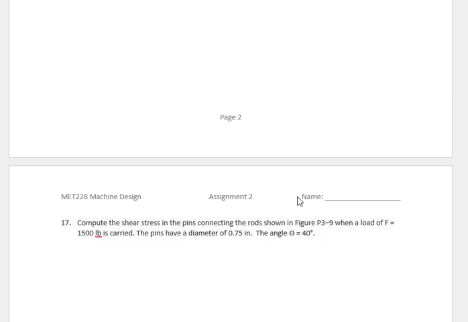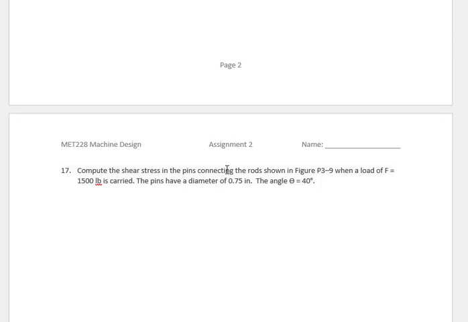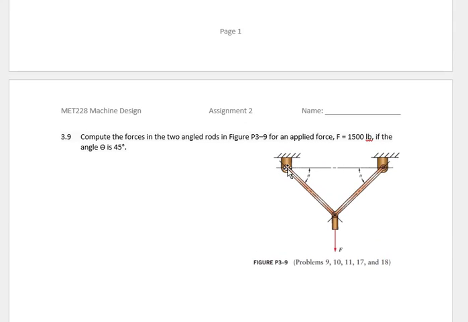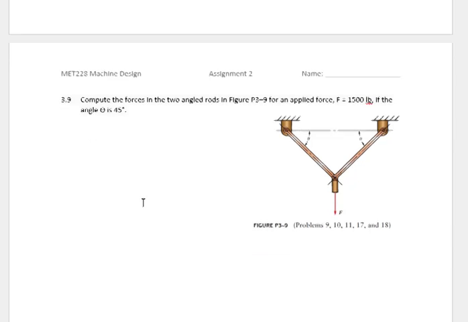that talks about computing the shear stresses in the pins. What goes on with this one is you have pins at each one of these three joints, and what we're asking for is the shear stress in these pins at these three joints. Now, the first thing you need to do is to calculate the load in the rods. That was 3.9. And then the next thing you need to do is calculate the shear stress in the pins.